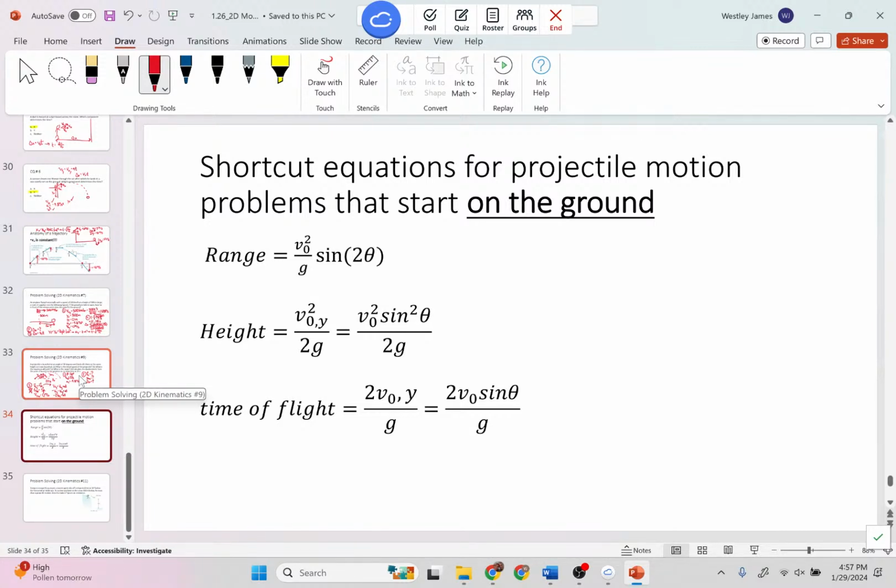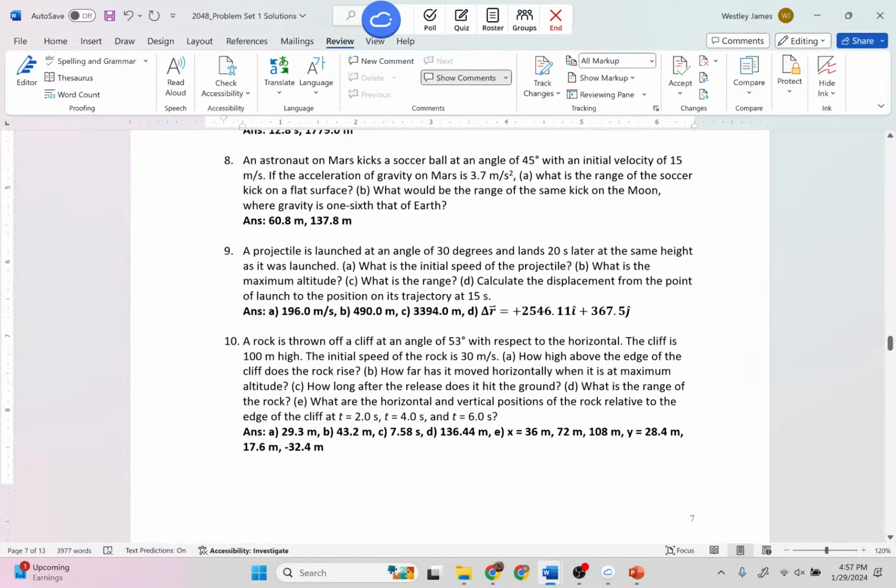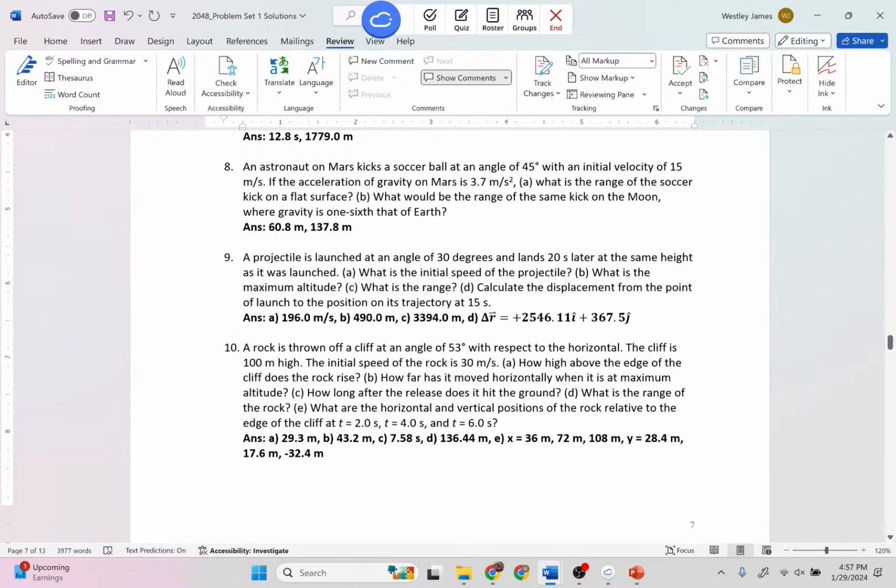They're not on the formula sheet because honestly, if I put them there, they'll probably get used incorrectly. If I say, I don't know, there is a problem here, for example: this is a great problem to do. I threw a rock off a cliff. This is the difficulty level that I want you to be able to solve. I throw something off a cliff that is a certain height at a certain angle, and it asks you to find all the things. This is a fantastic problem to work through.